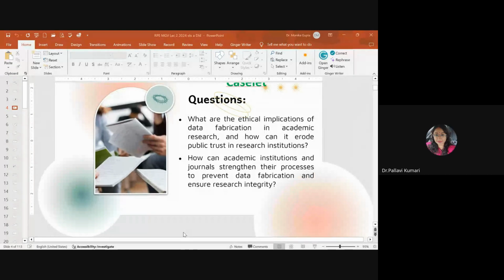Yes, Palvi ma'am. On the part of the researcher, they should take extra care to ensure that the data and the research which they are doing is totally correct. But even if some fraud is being suspected, or some falsification or fabrication has been done, the universities or the institutions must try to bring some policies where transparency is there, and all the data, research, analysis and conclusions which are brought to the table must be honestly presented.